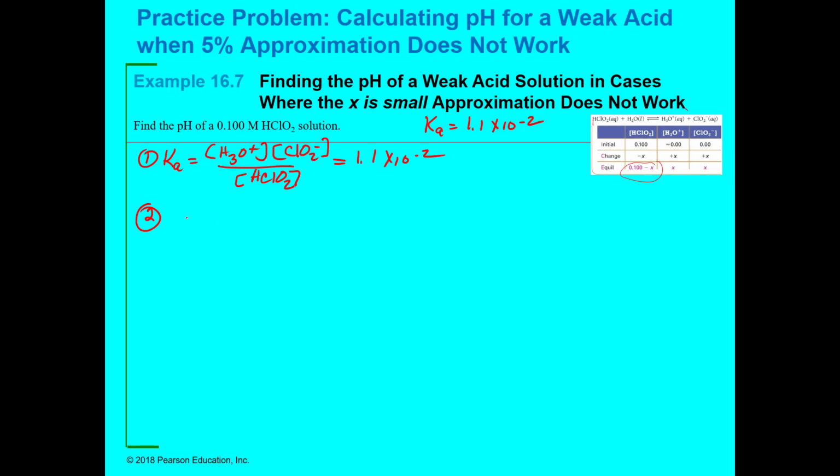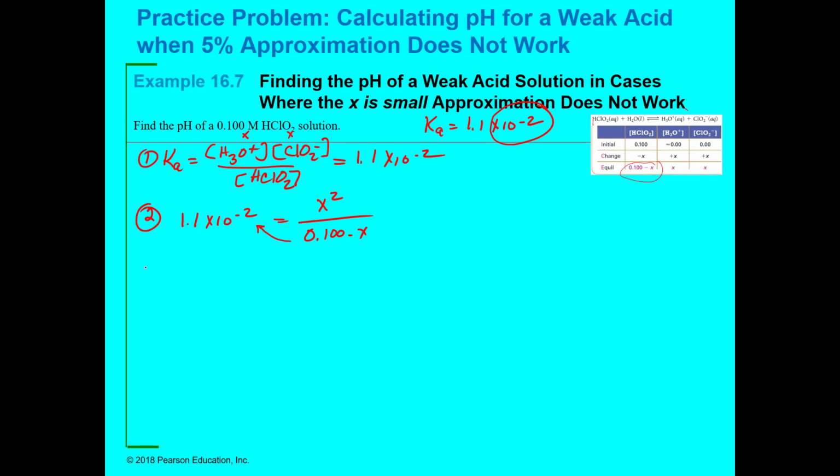Again, this is going to be 1.1 times 10 to the minus 2, and each of these was x, so they're going to be equal to x squared divided by 0.1 minus x. Now, since this one is a big number, I can't use approximation, so that minus x is going to stay there. So when I cross multiply this time, I'm not only going to multiply the 0.1, but I'm also going to have to multiply the x by that.